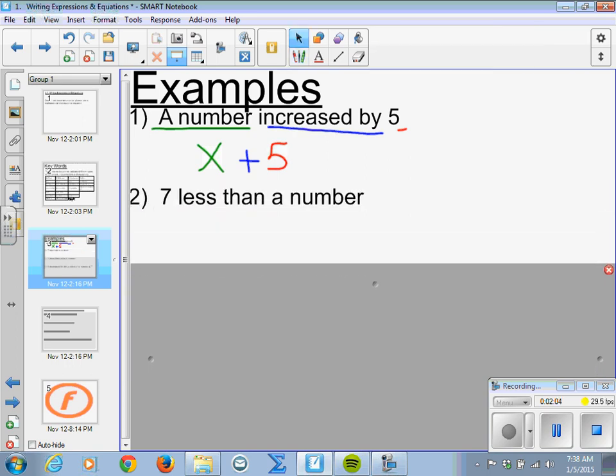7 less than a number. Order here is really important. Less than tells us we're subtracting. Now we're going 7 less than a number. So that number comes first. 7 less than it, n minus 7.